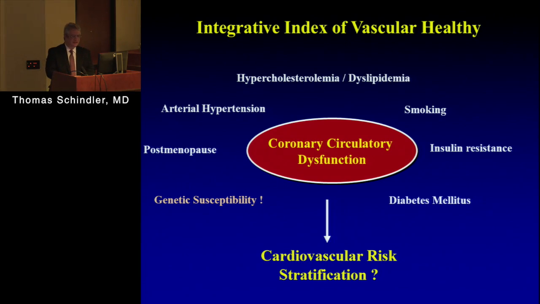So why is that? Of course, when you measure vascular function, you have accumulation of all effects of risk factors on the coronary endothelium. But I think the decisive factor is also that it reflects a bit this genetic susceptibility. And that's probably one major component why we have this predictive value.